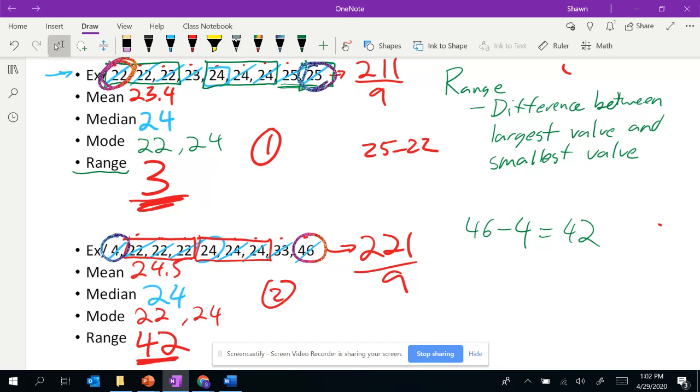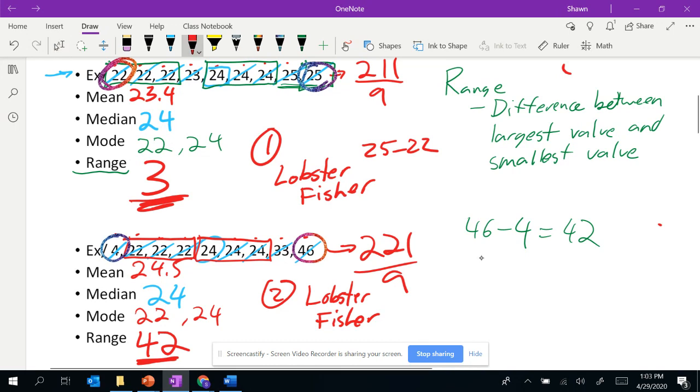So how can you use that in real scenarios? Imagine this person is a lobster fisher, and this person is also a lobster fisher. They go out and catch their lobsters and come back. Well, the person from boat 1 would have what we would call a consistent income.